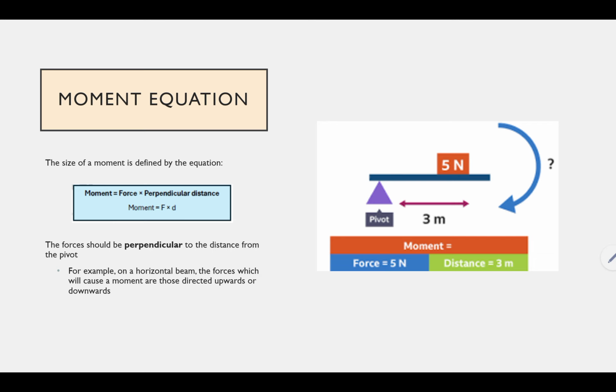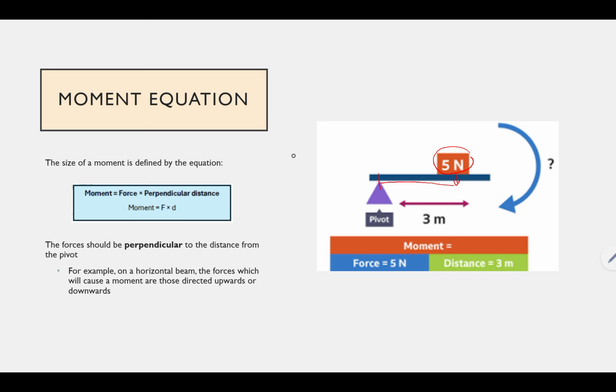Now, why do we say perpendicular? I'd like to explain each word that we say, because if the force is applied like this load over here, it's applied down. My distance will not also be down, it will be perpendicular, until I reach the pivot. So moment is force times perpendicular distance. For example, on a horizontal beam, the forces which will cause a moment are those directed up or down compared to the distance to the pivot.